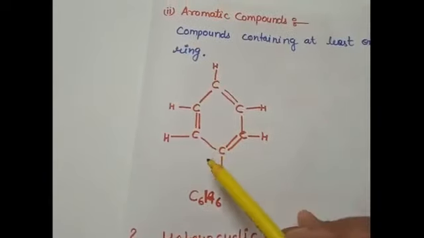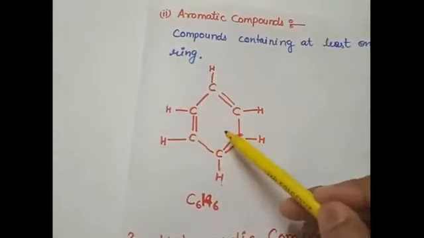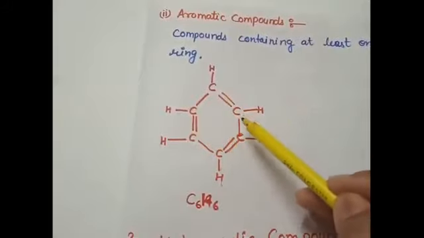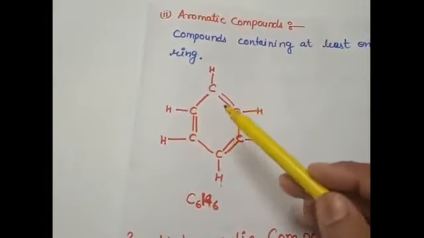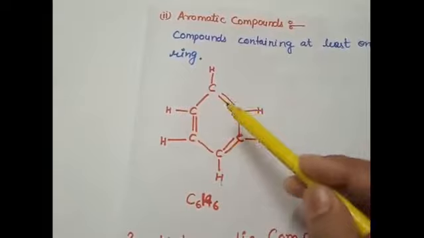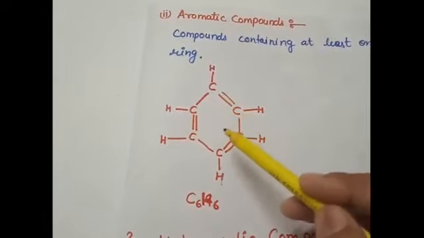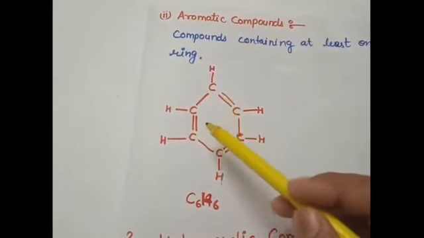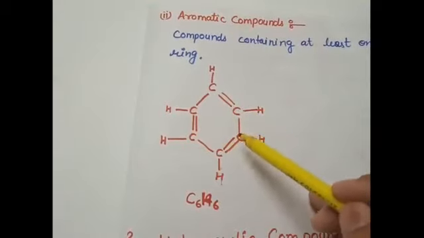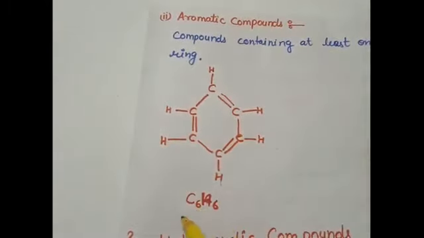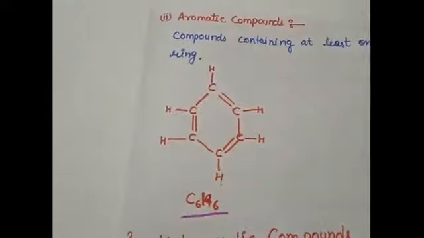So here you can see that this is benzene ring, 6 carbon atoms arranged in the form of a closed ring, and they are forming a hexagon, you can say, and they have double bonds at alternate places. So C6H6 is the formula for benzene.